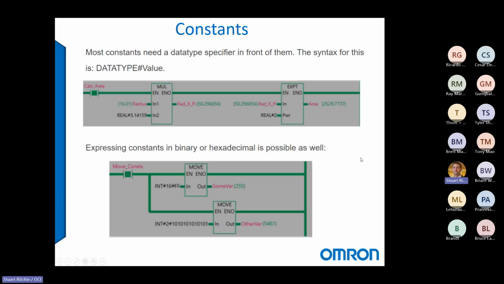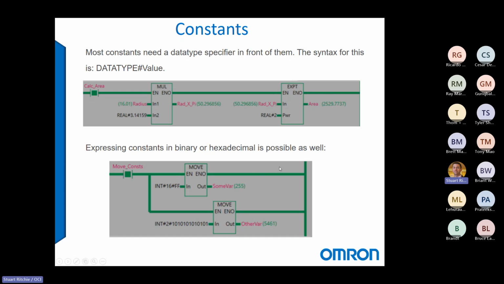Constants in Sysmac Studio. So we generally need to specify the data type before we specify the constant value. So you can see in this example here, this is a real value, so you would type real pound and then the value. If you just type the value, it will complain about that. It will generate an error.